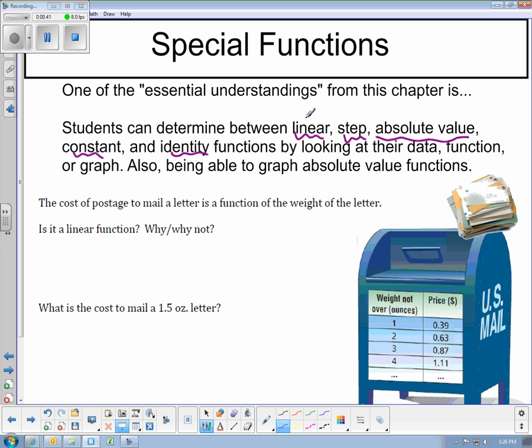Linear we're very familiar with. Linear is going to be anything that makes a line. It's these other ones that start to look a little different. So we're going to talk about some of these today, and in this video I'm going to focus on the step function. So let's take a look at the first example.